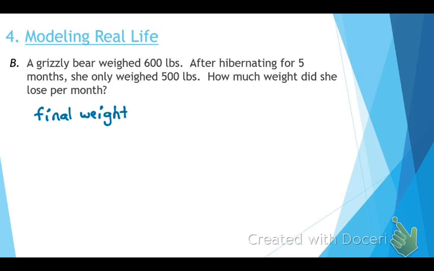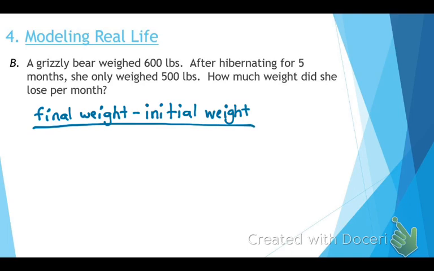And then I have to subtract something from the final weight. What do you think I have to subtract? The starting weight. The starting weight or the initial weight, the weight that it was at the beginning. And then I have to divide it by something. What do you think I should divide it by? The number of months, which is our time. So we'll always be dividing it by time. Let's go ahead and just plug in some numbers.